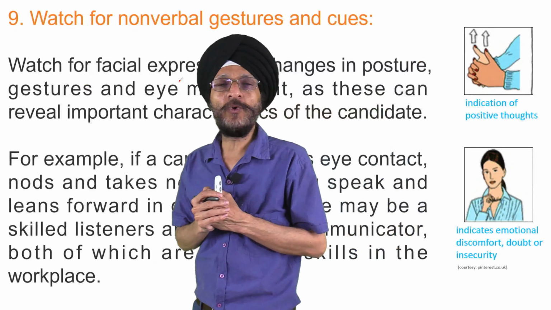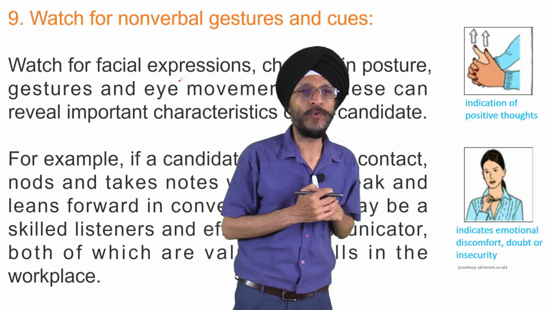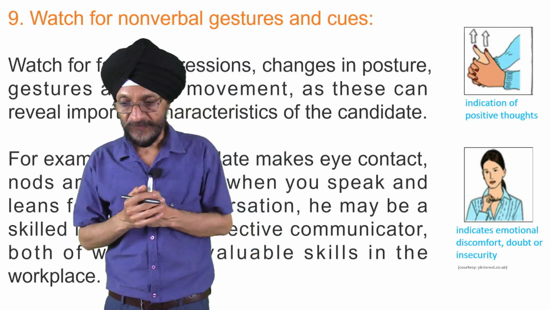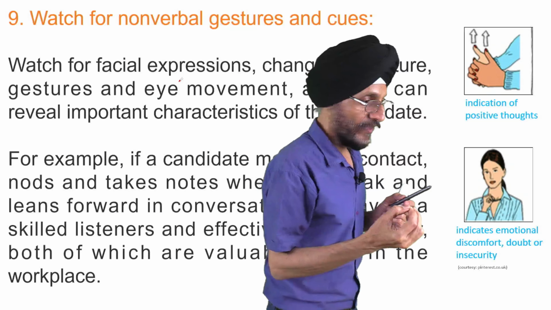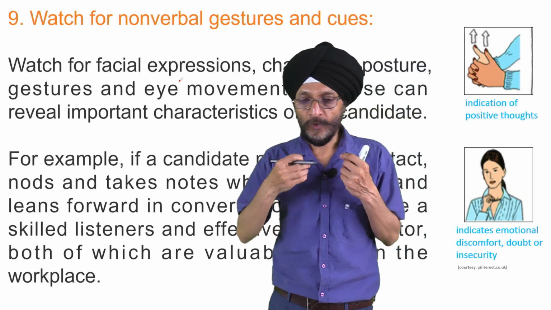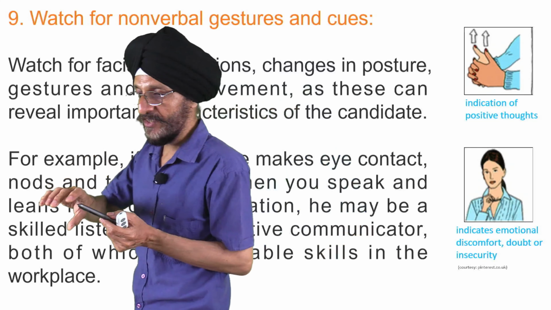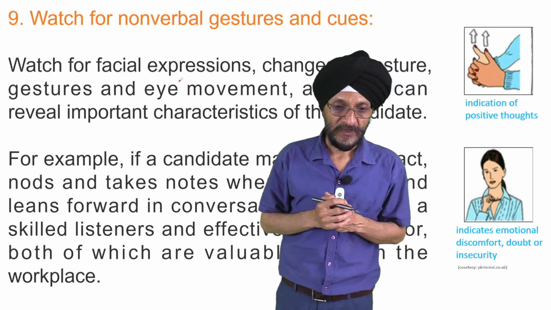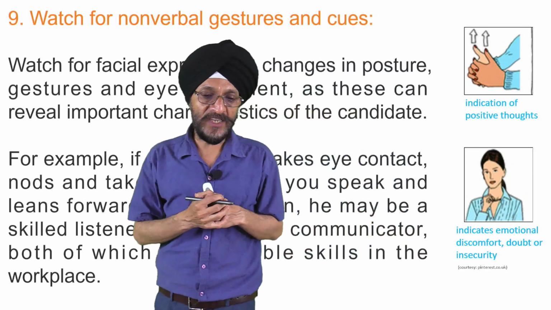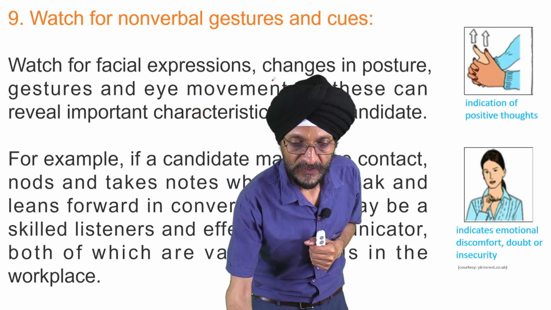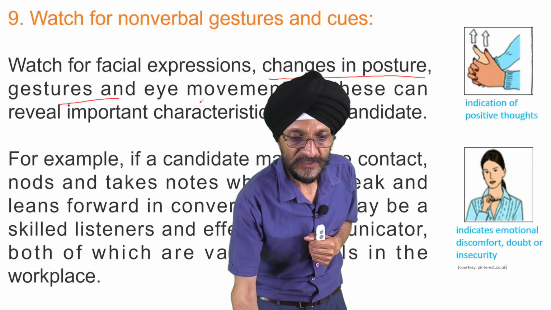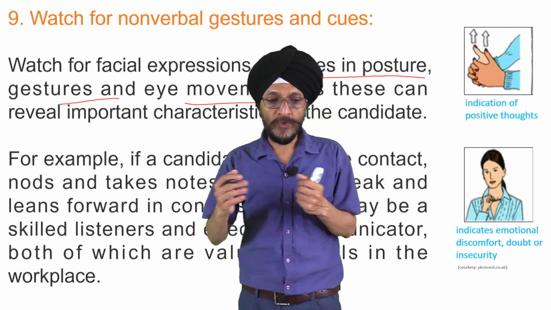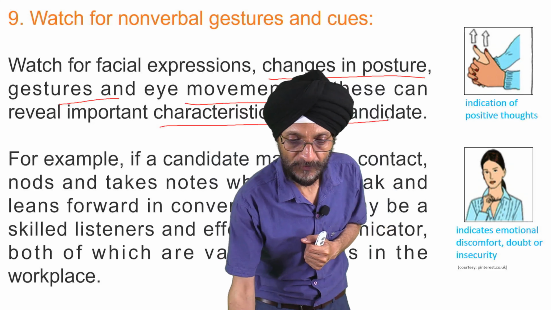Next is, watch for non-verbal gestures and cues. Verbal means what is spoken. Non-verbal means those things which are not spoken, but the actions and body language of the candidate reveal something about his nature. As an interviewer, you can watch for the facial expressions, changes in posture, gestures, and eye movements of the candidates. All these non-verbal gestures and cues reveal important characteristics of the candidate.